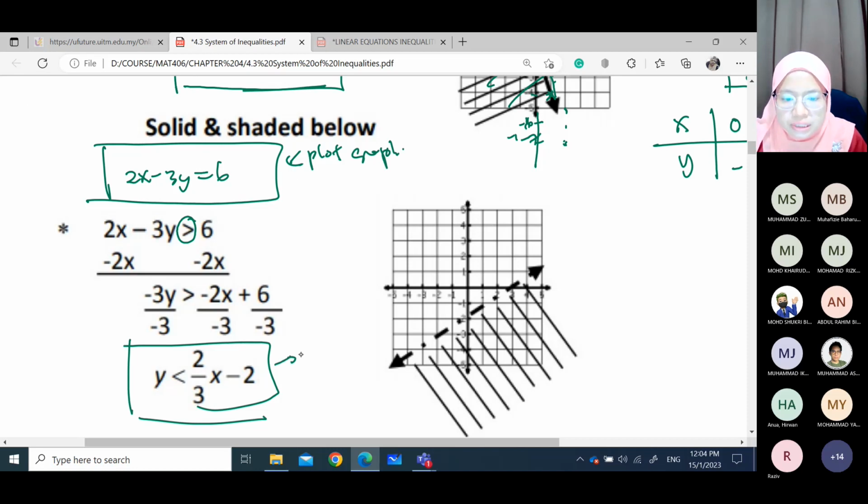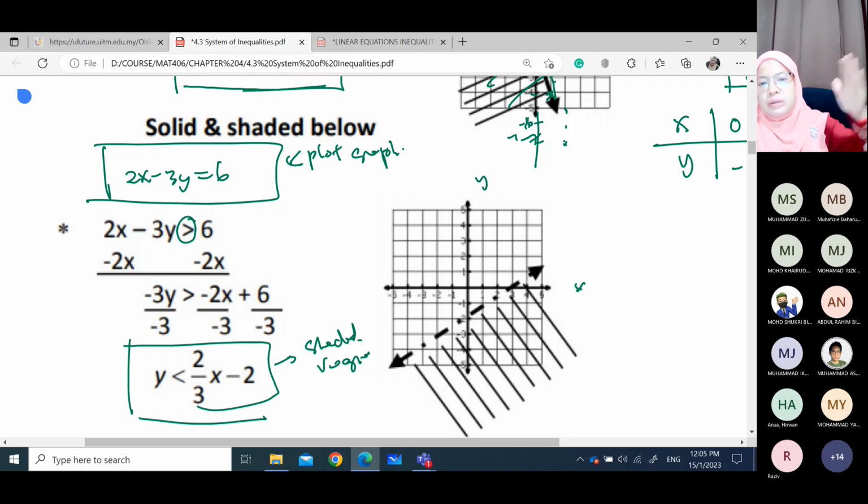Okay, bila nak shade region, shaded region is based on these inequalities. Y is less than 2/3x minus 2, which means that the values of y are below the graph. Sentiasa berada di bawah graph. Ini adalah x, ini adalah y. Kalau dia berada di atas, y is always greater than x. Bila berada di bawah, dia adalah y is less than x. So this is the region of the solution.